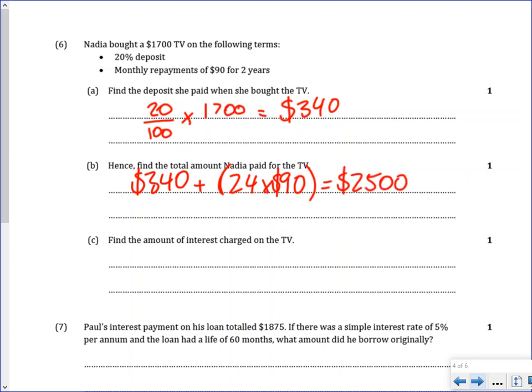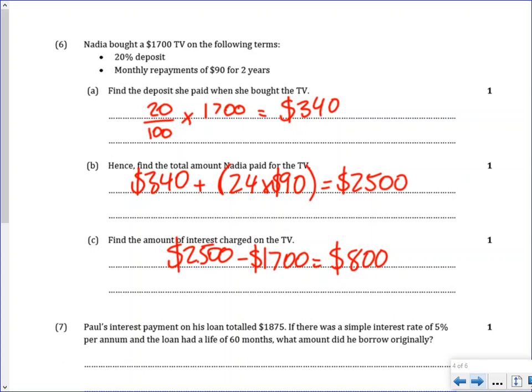So lastly, we need to find the amount of interest charged on the TV. Well, it's actually a fairly simple question. The TV originally cost $1,700. We ended up paying $2,500. So that means the difference is the interest. So 2,500 minus 1,700 equals $800. That means we paid $800 extra on top of the amount.